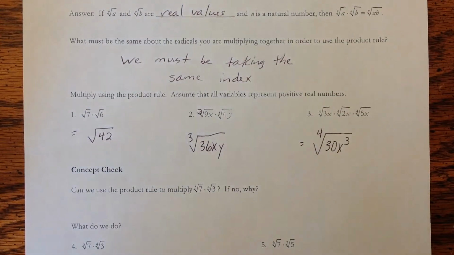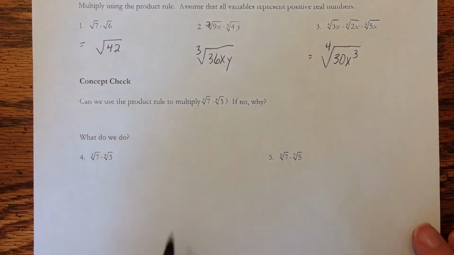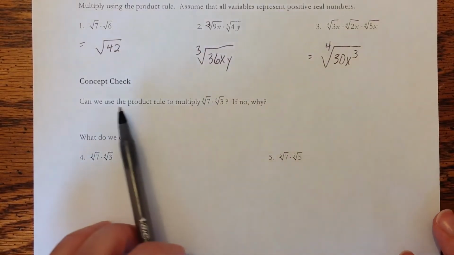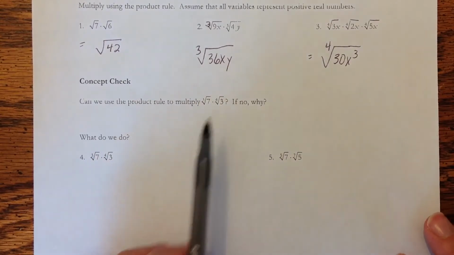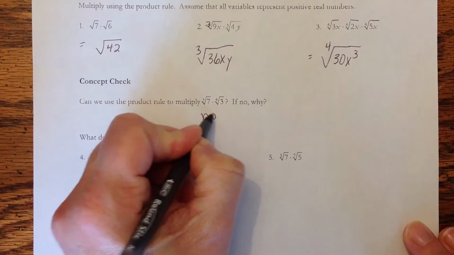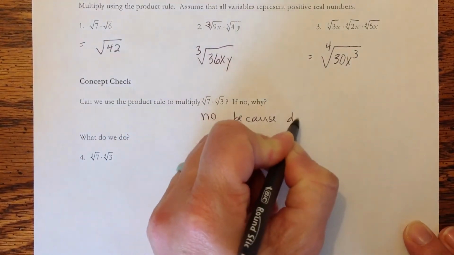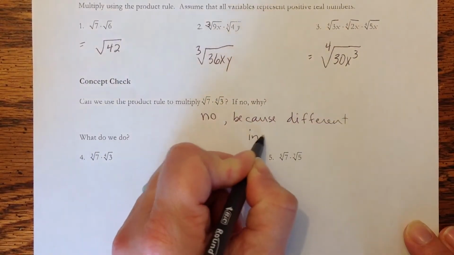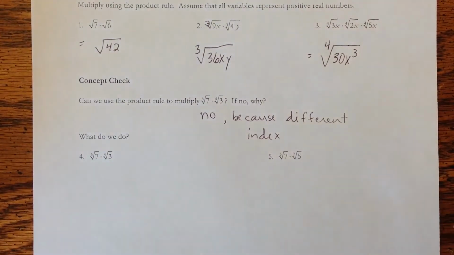Now, there will be, on occasion, radicals wanting to be multiplied together where the indexes aren't the same. So can we use the product rule to multiply the cube root of 7 times the fourth root of 3? The answer is no, because different index. So what do we do?